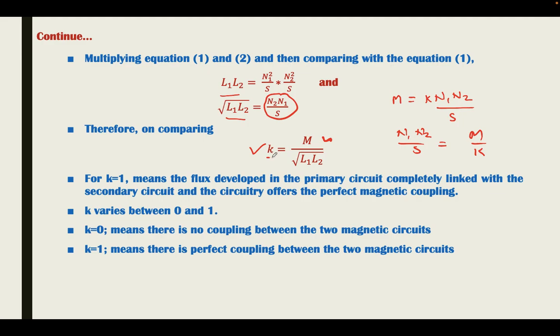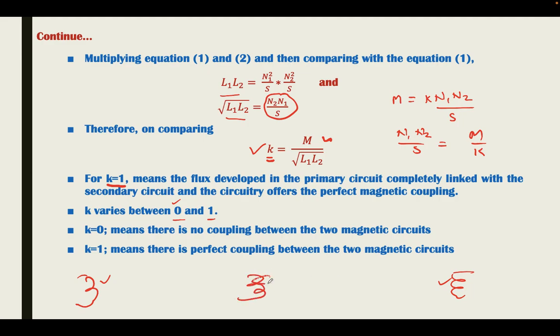Here K is nothing but the coefficient of coupling, where K equal to 1 means the total flux developed in one circuit is completely linking with the secondary circuit, and there is no flux leakage. K varies from 0 to 1, and 0 means there is no coupling between the two circuits. The two circuits are separately placed, one at this point and another at this point, and the field developed in this circuit is not going to link with this one. K equal to 1 means the circuits are completely overlapped.